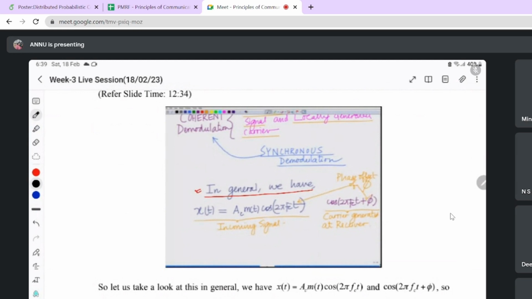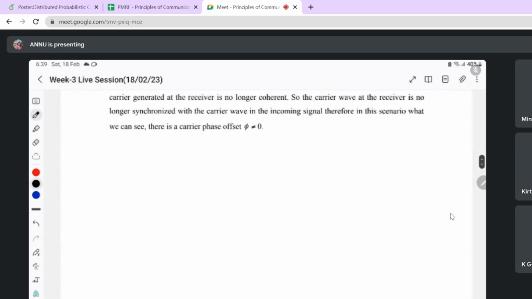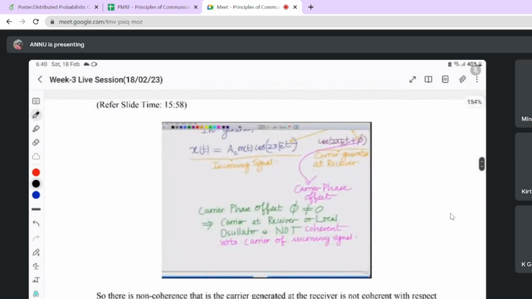The incoming modulated signal is equal to Ac m(t) cos 2 pi fct, and the carrier generated at the receiver is cos of 2 pi fct plus phi. This is the phase offset. So how will you generate it properly? With carrier phase offset phi not equal to 0, the carrier at the receiver, or local oscillator, is not coherent with the carrier of the incoming signal. This is the problem statement. I think everybody has watched sir's lecture. So what is the possible solution for this?